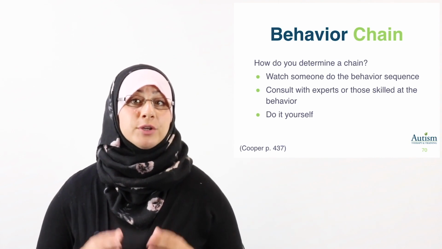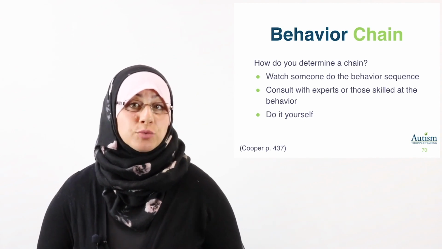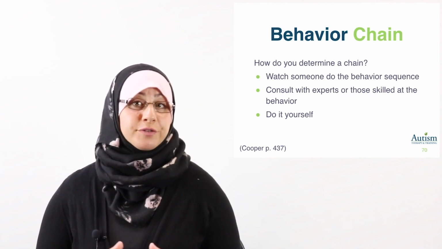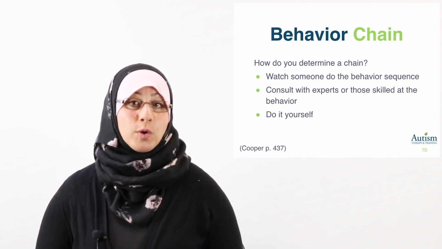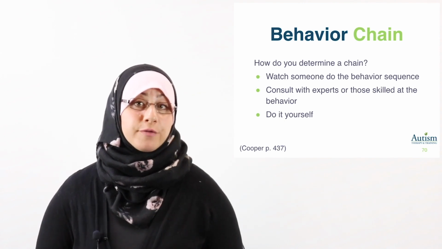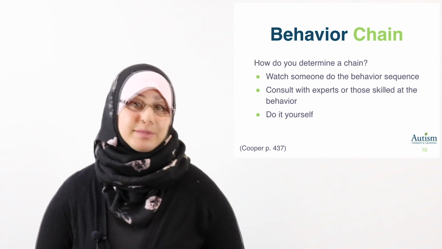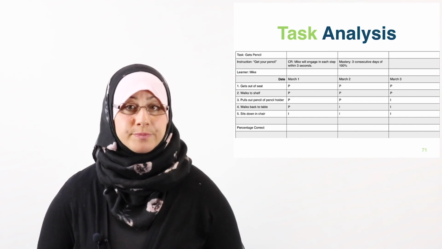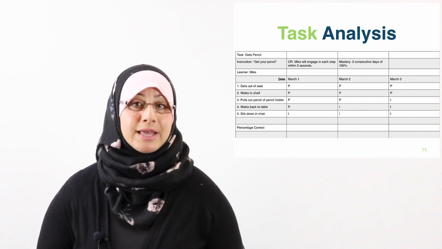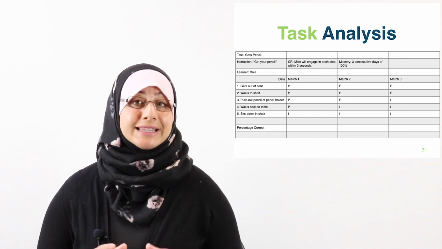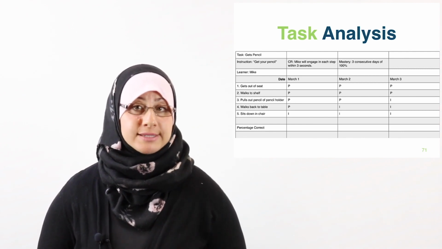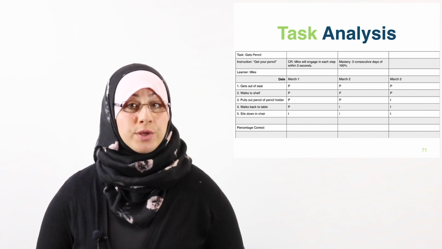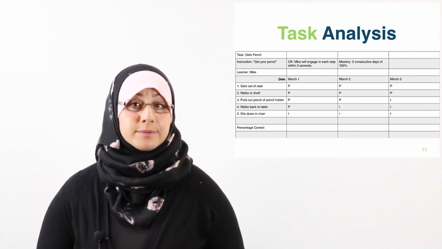For example, if you didn't know how to surf and needed to write down a task analysis for that, you could get an expert surfer to help you with that. Or you can do it yourself and write down the steps as you do it. This is an example of a task analysis sheet that you may encounter. You can indicate the task and the objective of the program and list out all the skills on the left-hand side. You can put P or I to indicate whether the learner did it or not.